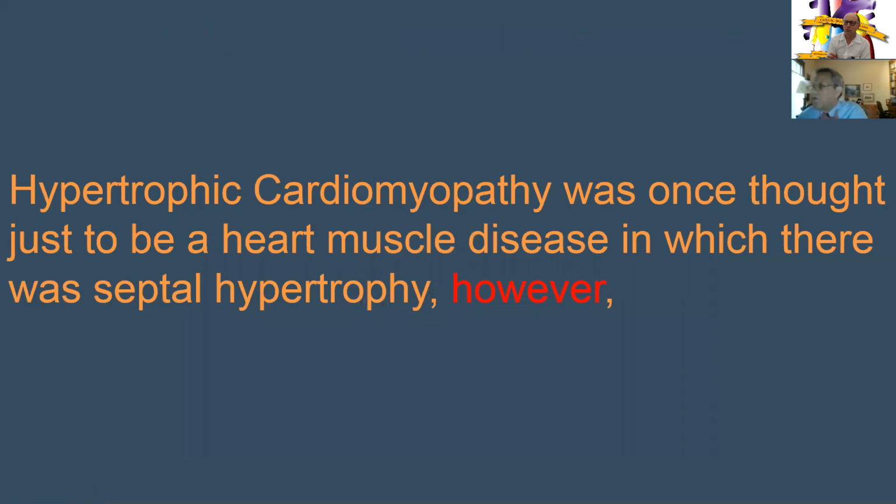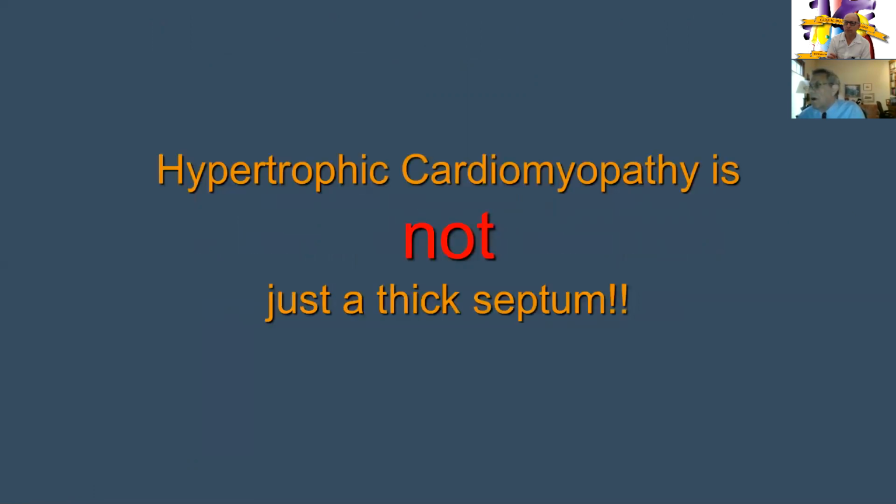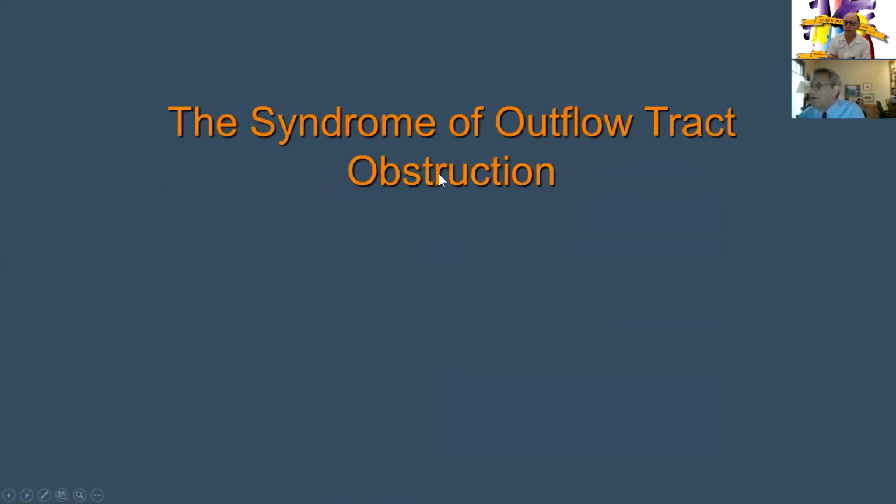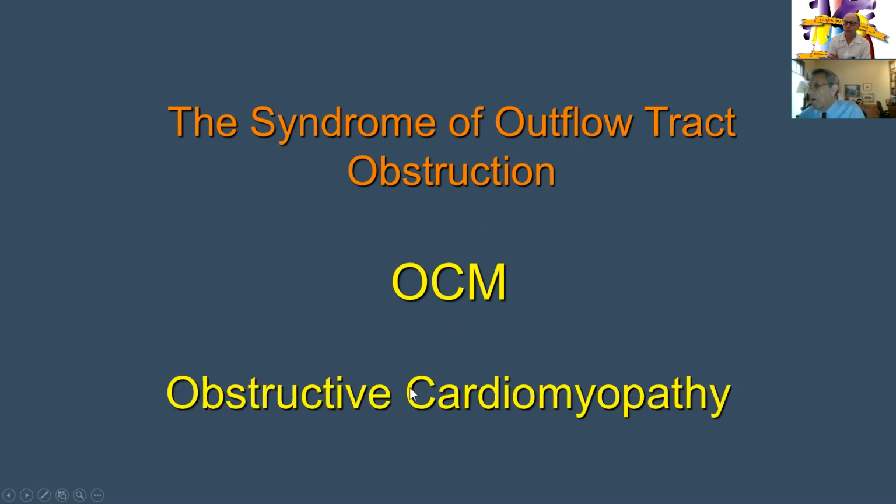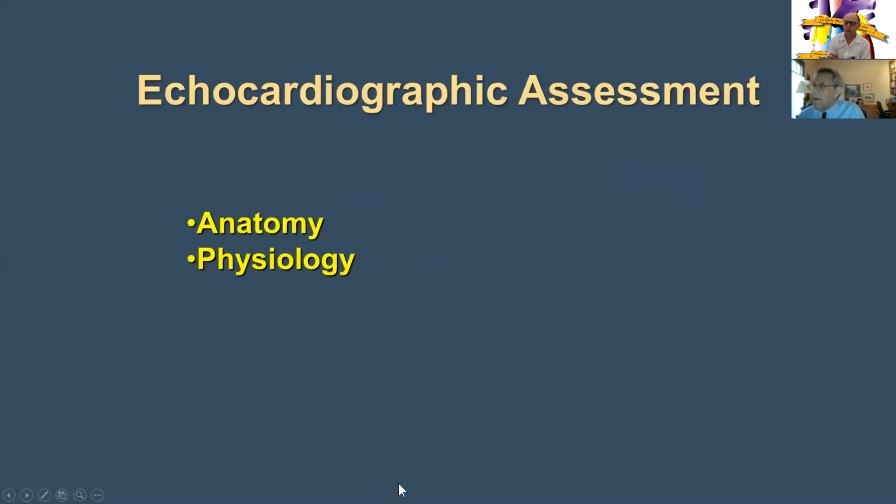Now, hypertrophic cardiomyopathy was once thought to be just a heart muscle disease in which there was septal hypertrophy. However, hypertrophic cardiomyopathy is not just a thick septum. There is the syndrome of outflow tract obstruction, OCM, or obstructive cardiomyopathy without hypertrophy. Now, the echocardiogram is very helpful in assessing the heart for anatomy and physiology.